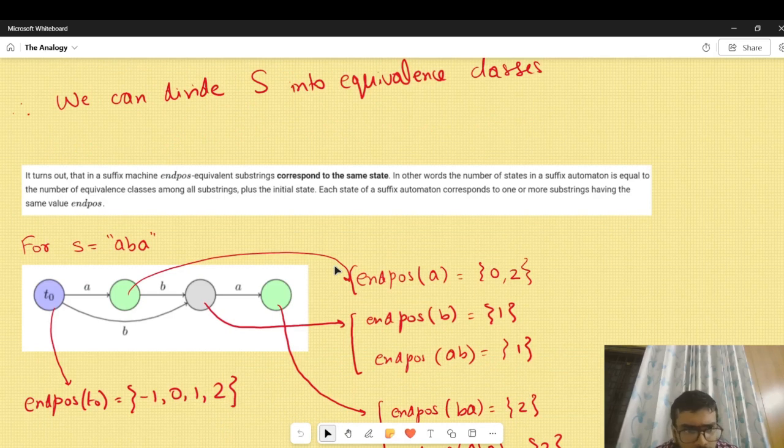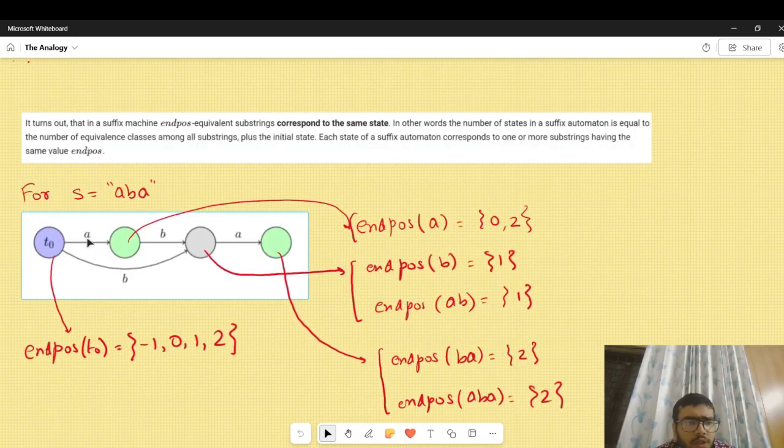Also, a key observation is that in the DFA, all the npos-equivalent substrings correspond to the same state. That is, each state actually symbolizes the equivalence class based on the npos set relation. So, for instance, for the string s equals ABA, if we list out all the npos of the substrings possible, you can group them in each state.